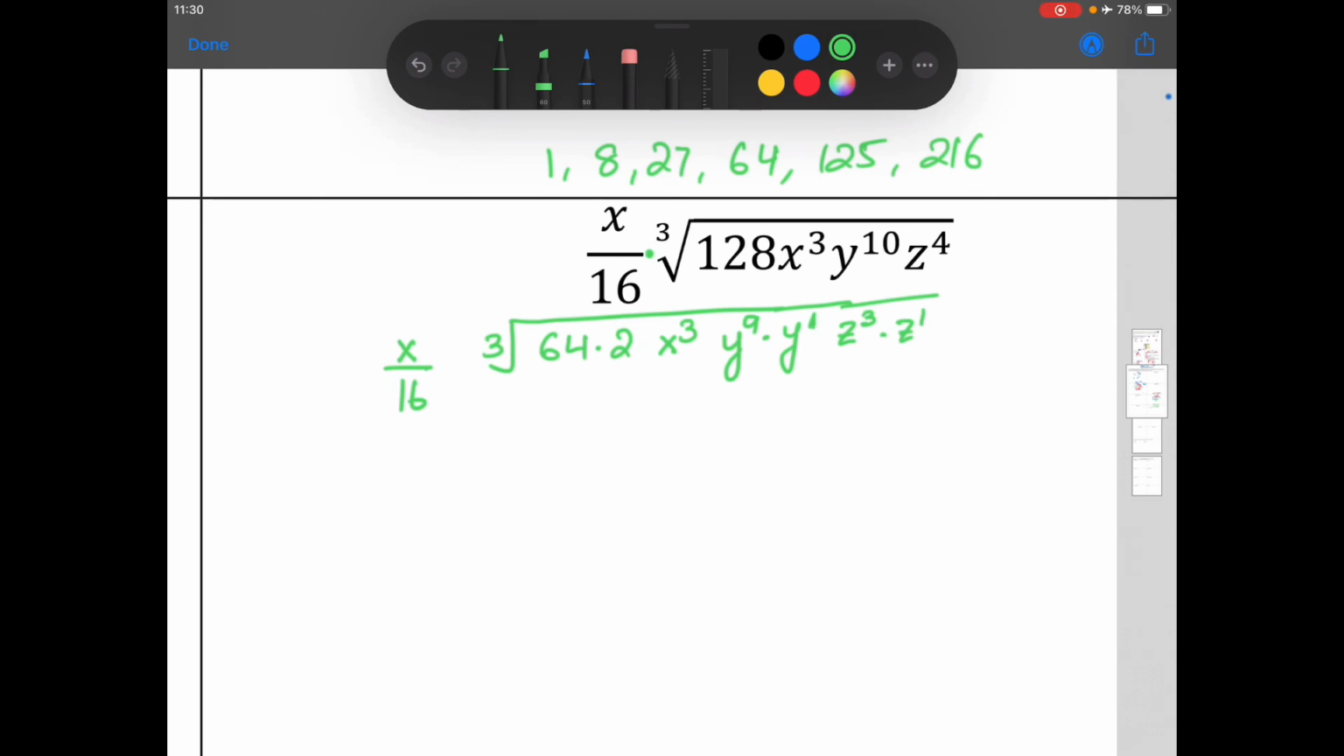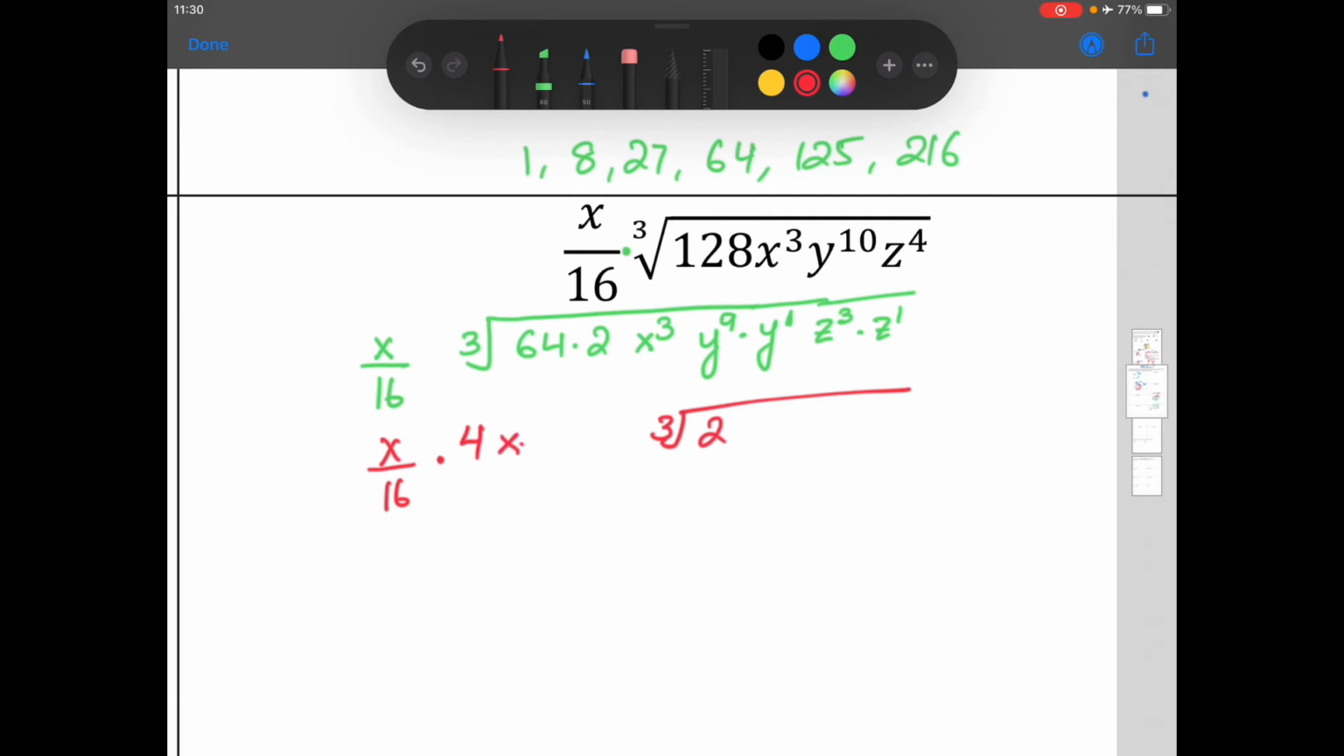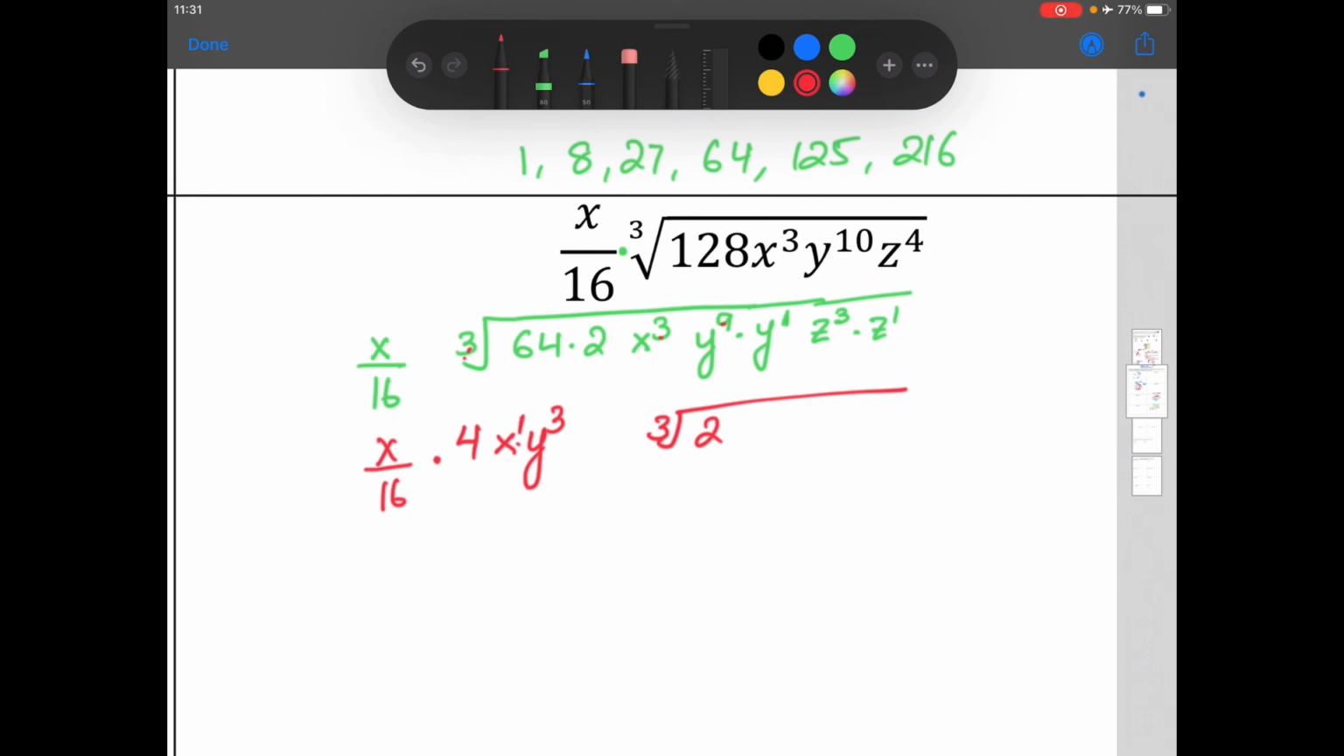So now again, bring it out. If it's perfect, take the cube root. Cube root of 64 is, oh, not 8, 4, my bad. It is 4. Cube root of 2 is non-perfect. Cube root of x cubed is just x. Cube root of y to the 9th is y cubed. You're basically doing 9 divided by 3. That's how I'm getting this number. I did 3 divided by 3, which is 1, if you want to write that down. Y to the first is non-perfect, and it'll be z to the first, because 3 divided by 3 is 1, and z to the first is an extra z there.